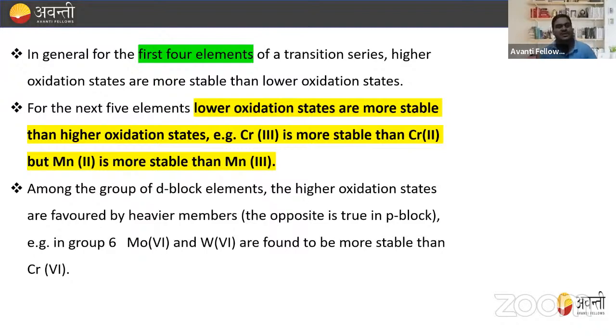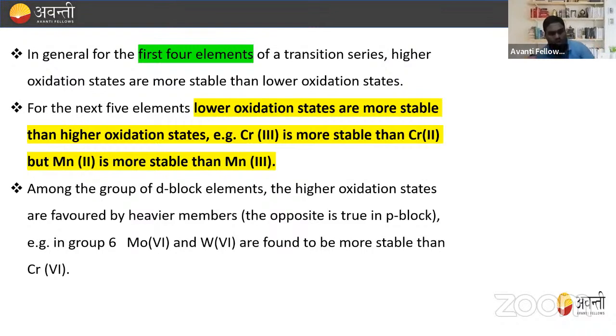In general, for the first 4 elements of the transition series, higher oxidation states are more stable than the lower oxidation states, right? Now, for the next 5 elements, lower oxidation states are more stable than the higher oxidation states. For example, chromium +3 is much more stable than chromium +2, but Mn +2 is much more stable than Mn +3. So this point is very important.